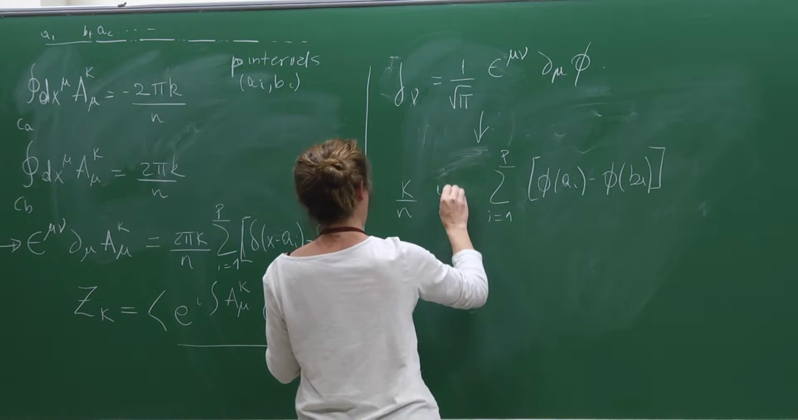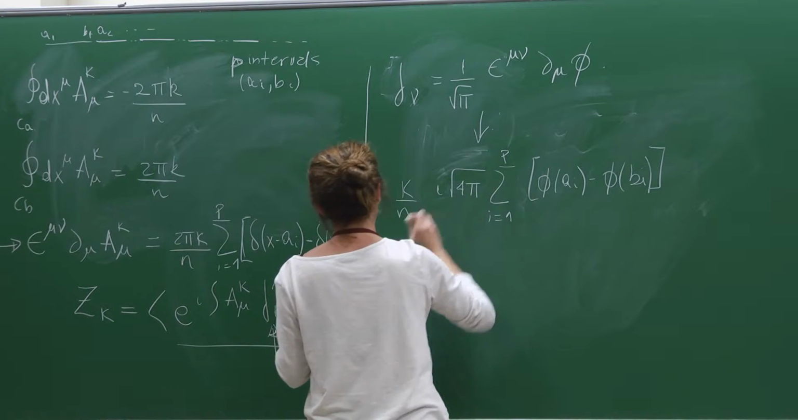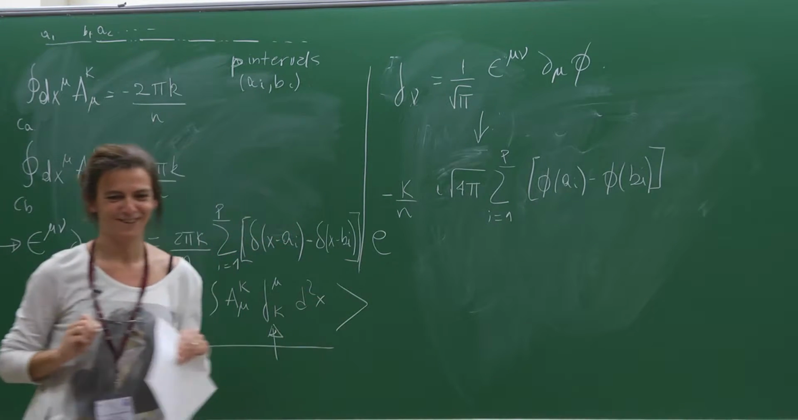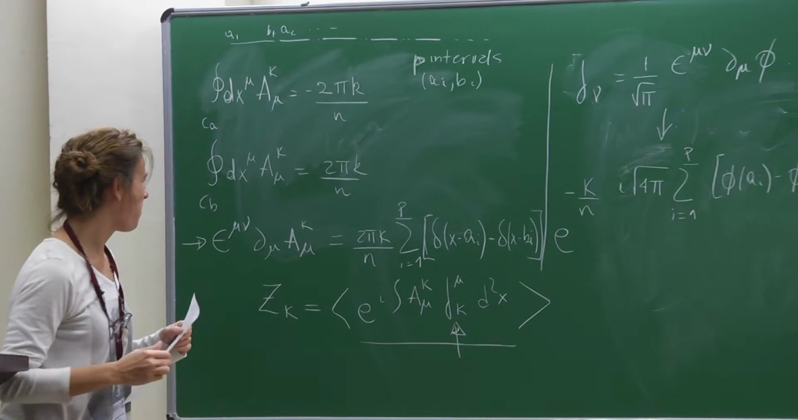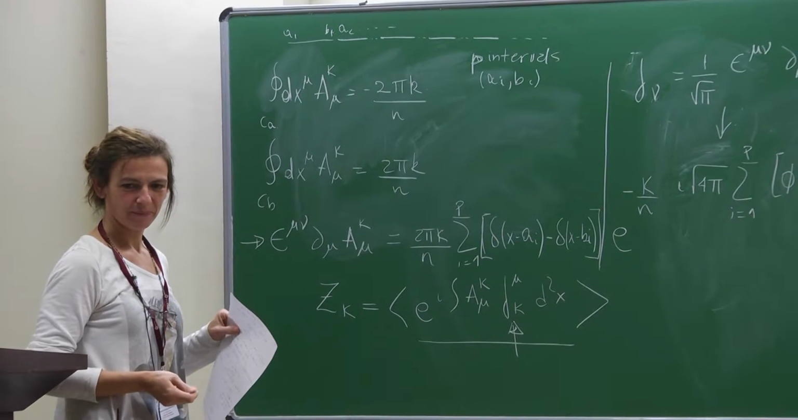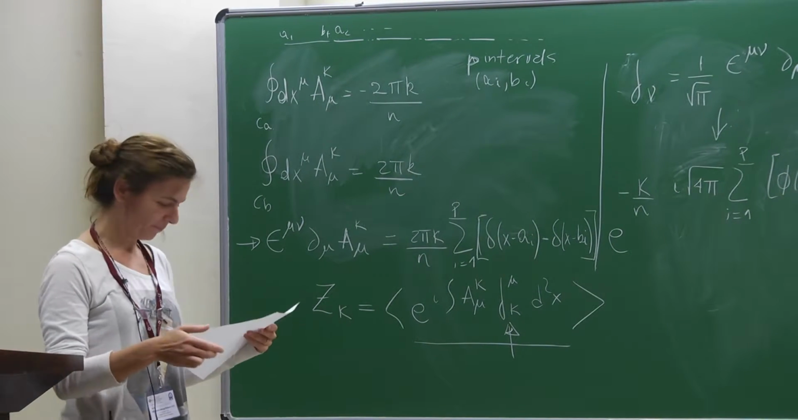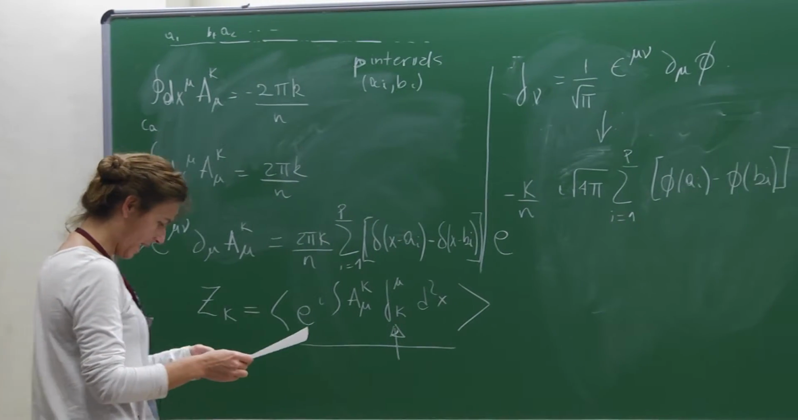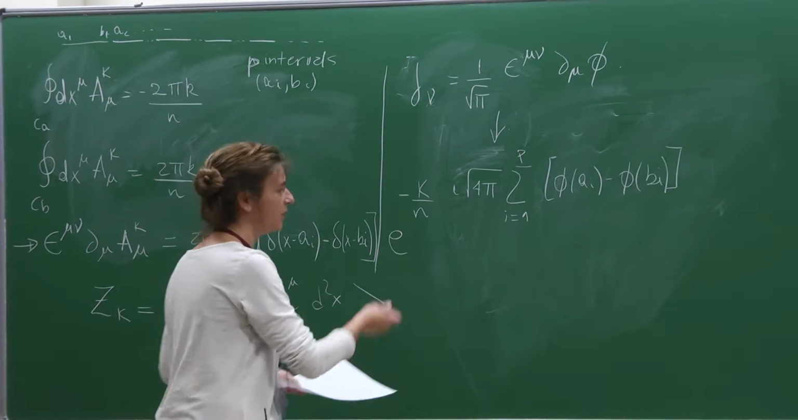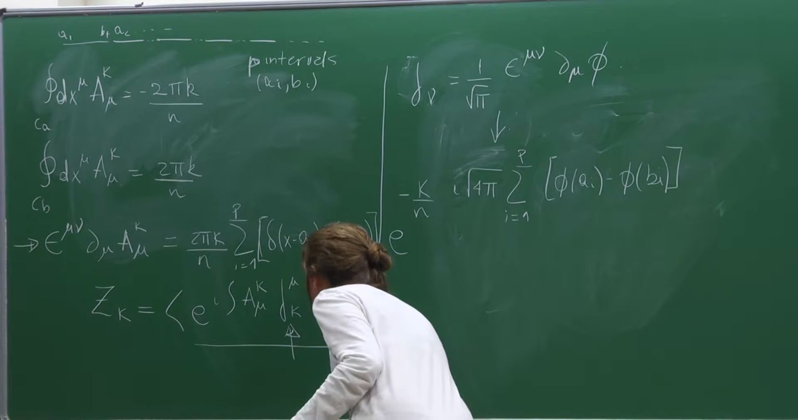This is I. Like this, okay? And these are vertex operators, okay? That you know the answer. So I will write the answer.